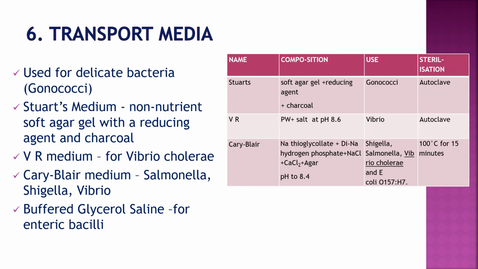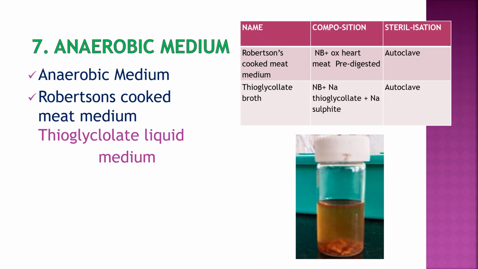Some delicate bacteria need transport media, such as Stuart's medium or Venkatraman Ramakrishna medium for Vibrio, and Cary Blair medium for Salmonella, Shigella, Vibrio, etc. Anaerobic medium: the bacteria which do not grow in the presence of oxygen need a medium that provides oxygen deficiency, and they are called anaerobic media. They are Robertson cooked meat media and thioglycolate broth media.